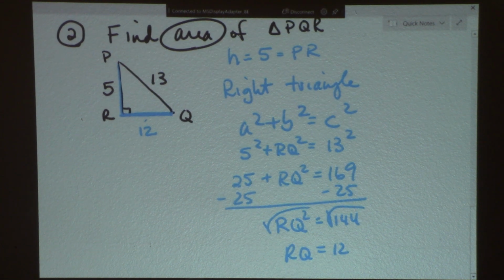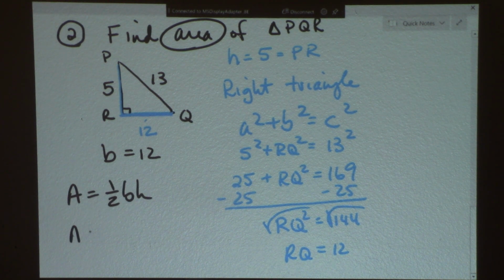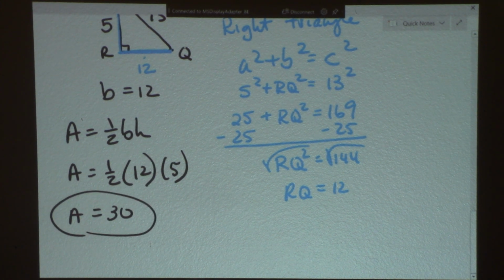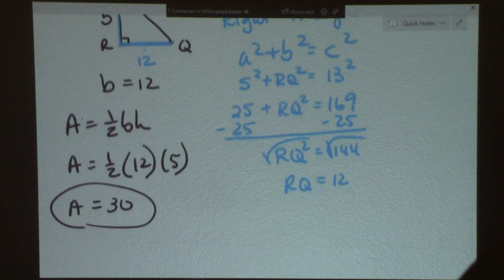So I now have the base. The base is 12. So the area is going to be 1/2 base times height. So I'm going to have 1/2 times 12 times 5. And when I work that out, I get 30. So there's my answer. Okay, we're going to do 2 more. And 3 more, and then I'm going to give you some OYOs.